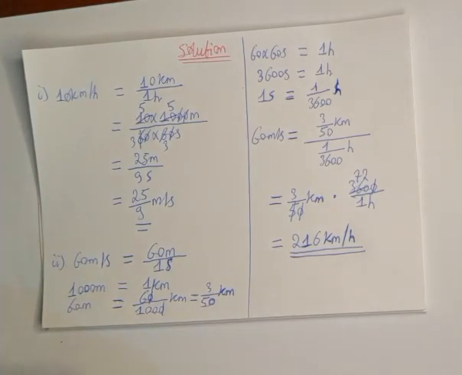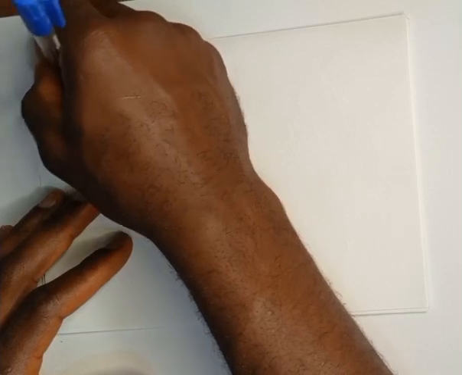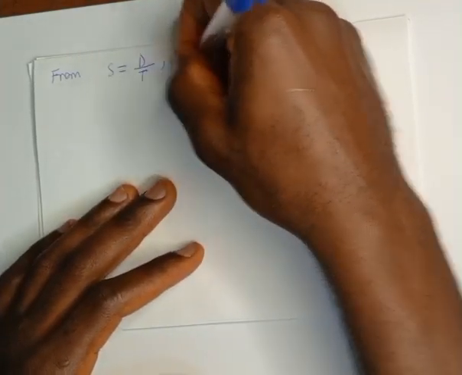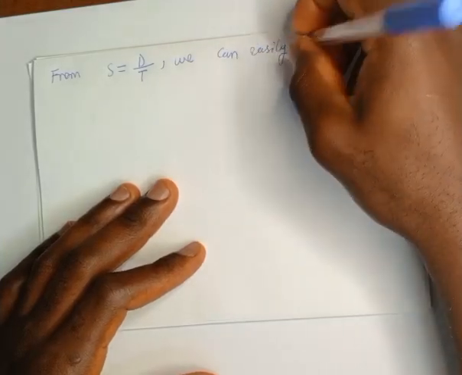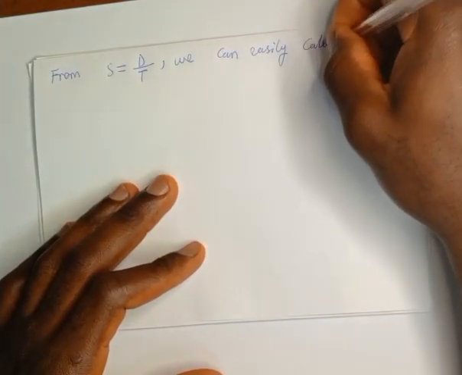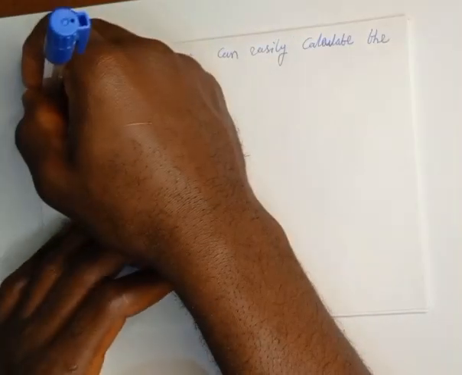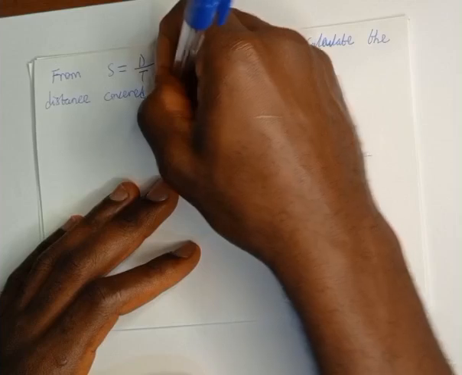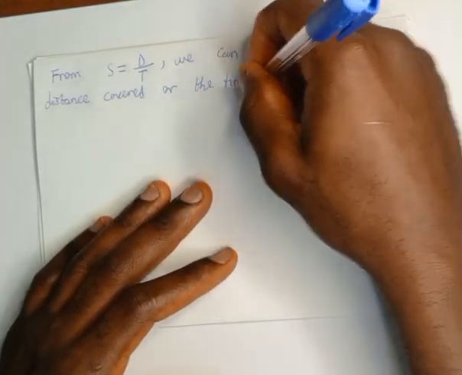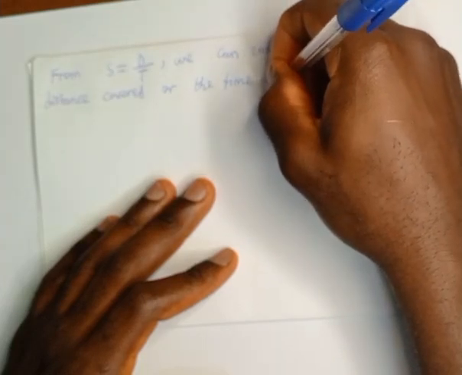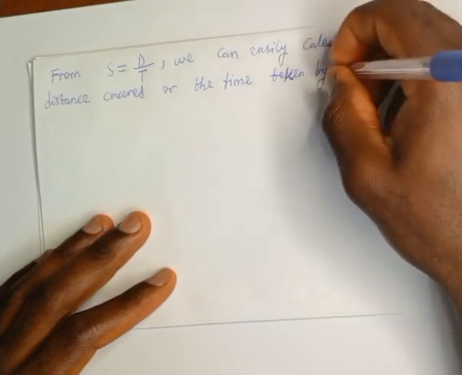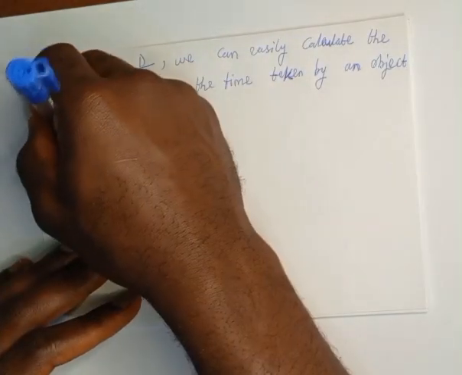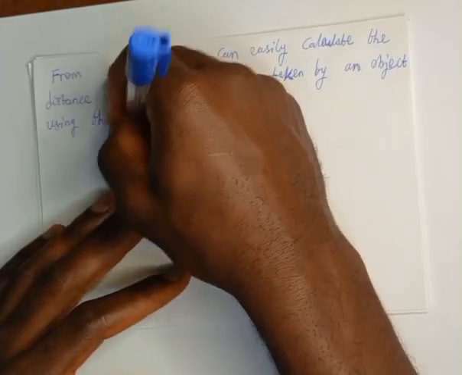This is how we convert the units of speed. We take this down from the formula to calculate speed, which is S equal to D on T. We can easily calculate the distance covered or the time taken by an object using the formulae below.